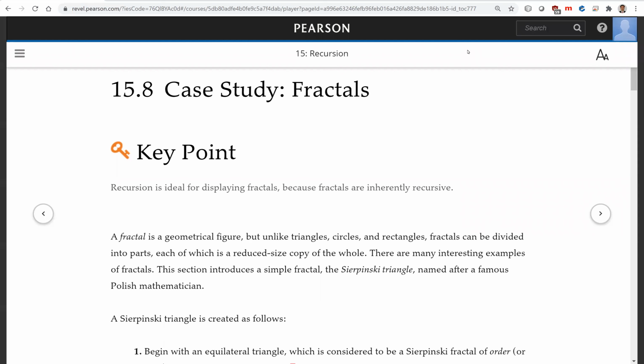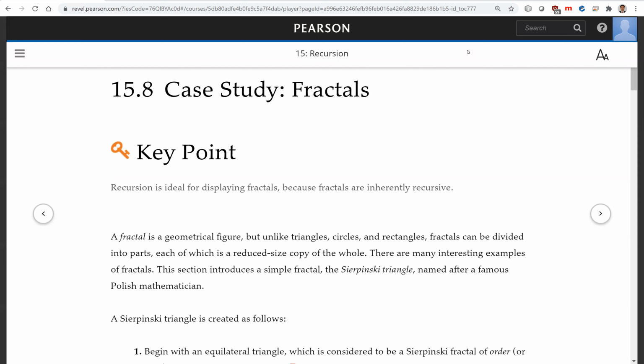Hello, in this video, we will present a case study to draw fractals. Specifically, we're going to draw a Sierpinski triangle. Recursion is ideal for displaying fractals because fractals are inherently recursive.